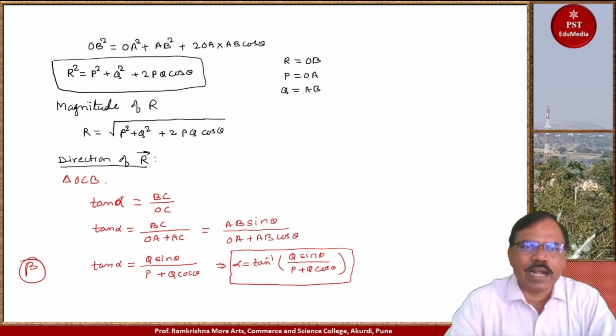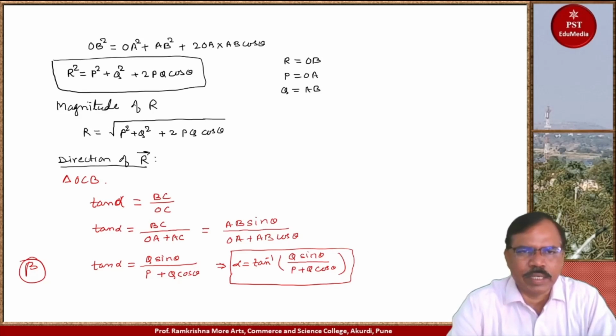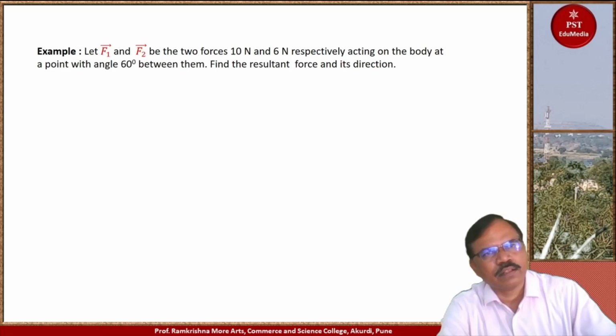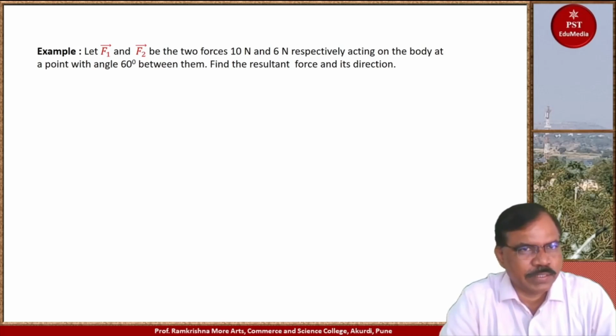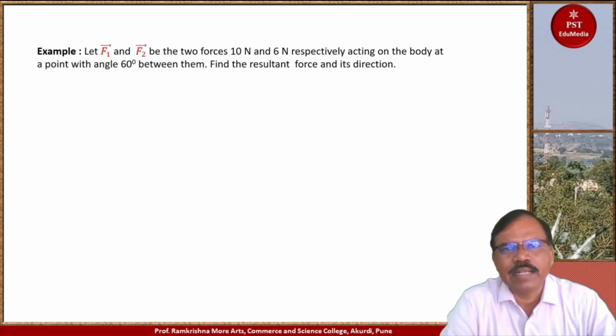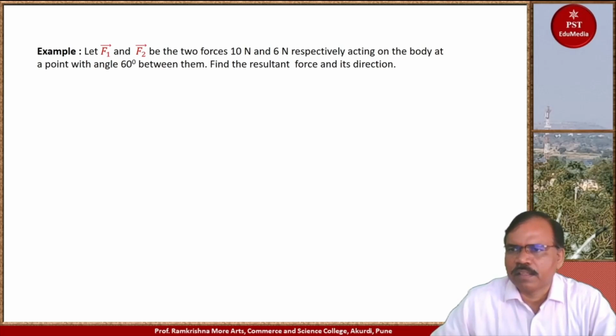So this is about the parallelogram of two vectors, and this is for addition of two vectors. Now we'll see a simple example. Let vector F1 and vector F2 be two forces, 10 Newton and 6 Newton respectively, acting on a body at a point with an angle of 60 degree between them. Find the resultant force and resultant direction.